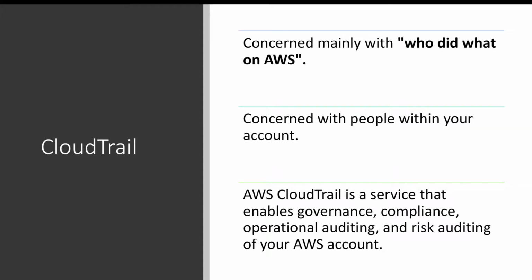Let's start with CloudTrail. CloudTrail is concerned mainly with who did what on AWS. Right? It's concerned with people within your account, like users or services within your account. CloudTrail is a service that enables governance, compliance, operational auditing, and risk auditing on your AWS account.